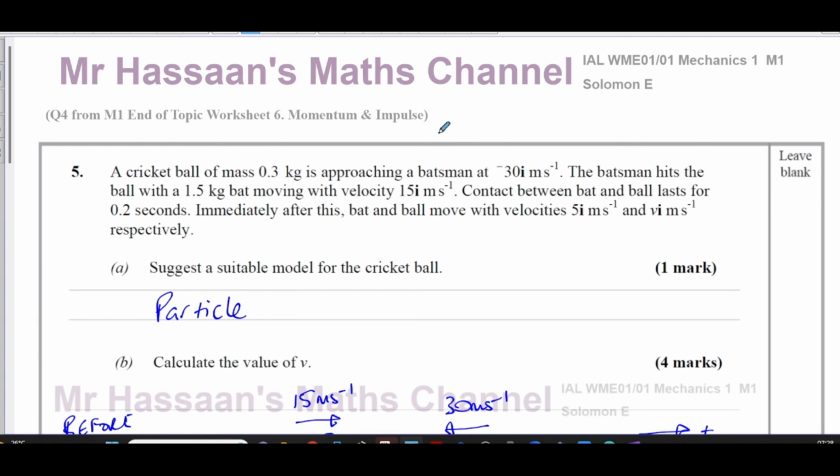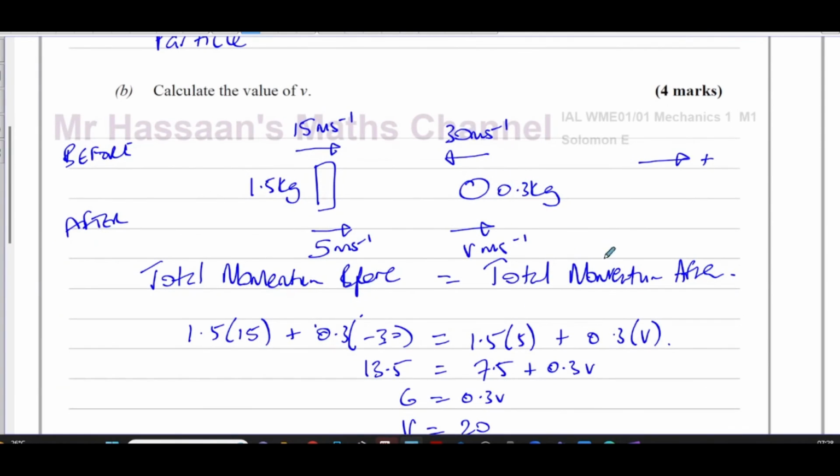momentum and impulse. Okay, as I mentioned before, we could have in fact used the impulse to find this final velocity. So I could have worked out the impulse that is given to the bat, okay, which is going to be basically 1.5 times its final velocity minus its initial velocity. So 5 minus 15, which is going to be basically negative 15 Newton seconds.